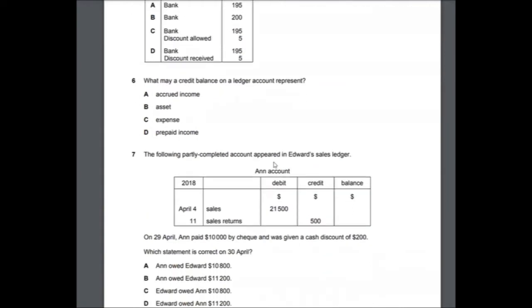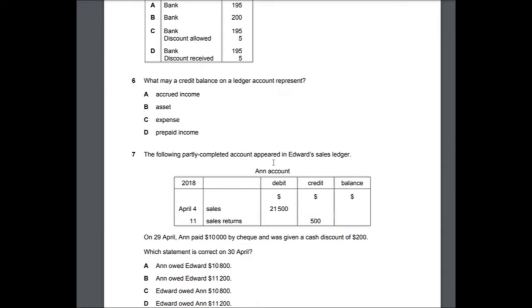Right, so let's look at multiple choice 6. Multiple choice 6 is: what may a credit balance on a ledger account represent? So this question is basically asking you, there's a credit balance on a ledger account. What does it represent? I will tell you, you should be very proficient in the nature of accounts and their balances.